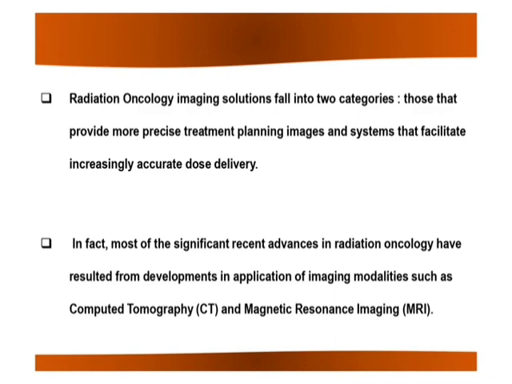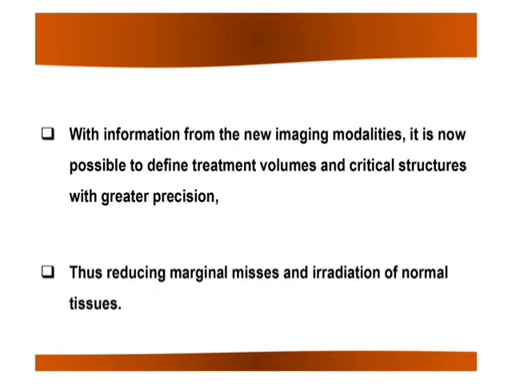Radiation oncology imaging solutions fall in two categories: those that provide more precise treatment planning images, and systems that facilitate increasingly accurate dose delivery. In fact, most significant recent advances in radiation oncology have resulted from the development and application of imaging modalities like CT scan and MRI. With information from the new imaging modalities, it is now possible to define the treatment volume and critical structures with greater precision, reducing marginal miss and irradiation of normal tissue.